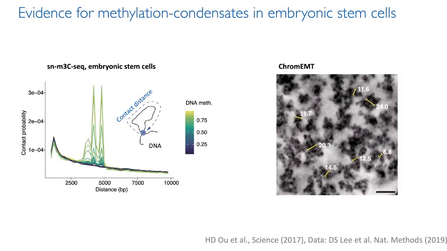Now, to test our prediction of DNA methylation-dependent emergence of chromatin condensates, we analyzed single nucleus M3C sequencing data of serum embryonic stem cells, and we indeed found an abrupt increase in mid-range contacts for genomic regions exceeding an average DNA methylation level of roughly 40%, which is, of course, fully consistent with our prediction of a phase transition and the emergence of 30 to 40 nanometer-sized condensates. Structures of strikingly similar size have recently also been observed by super-resolution microscopy, as you can see on the right-hand side.